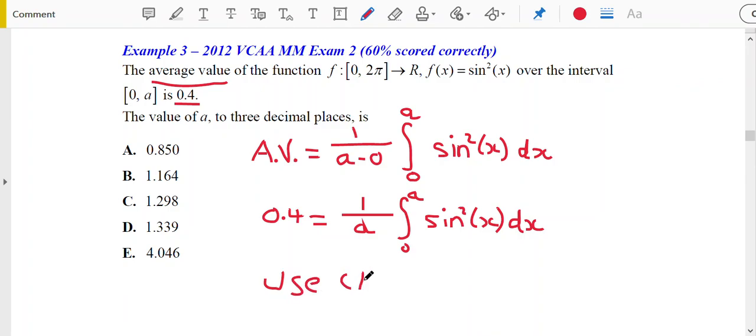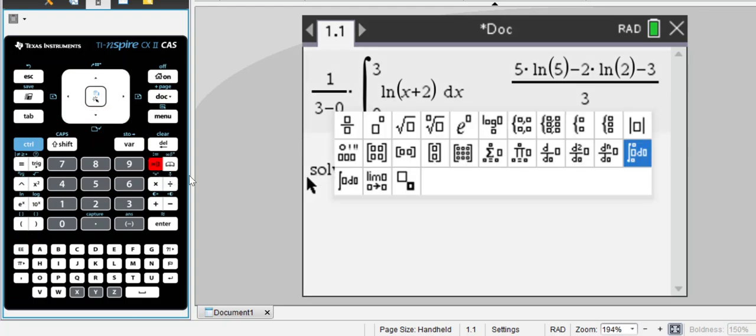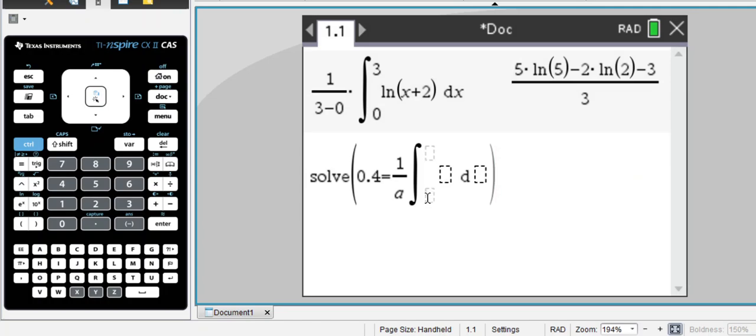We don't want to waste our time trying to integrate and solve this equation by hand when you have access to technology. So we move across over to our CAS calculator and we're going to solve 0.4 equals, so grab a fraction, 1 divided by a, all multiplied by a definite integral from 0 to a, and the function is sine squared x.